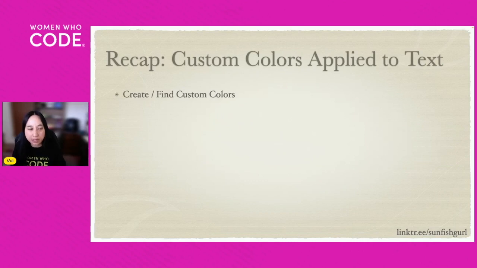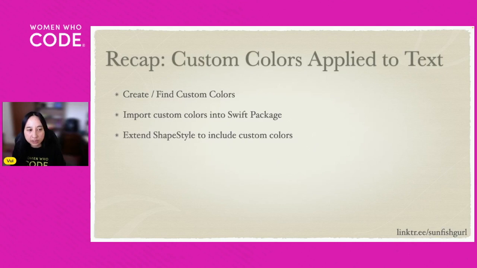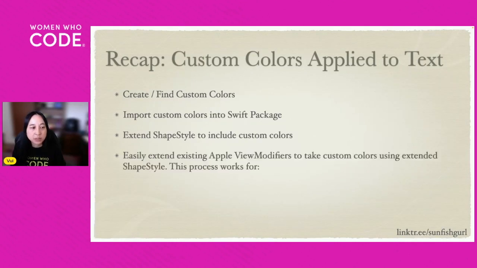So to recap, in order to create custom colors that we can apply to text, we first start by creating or finding our custom colors. We import our custom colors into our Swift package. We extend shape style to include the custom colors. This means we can easily extend existing Apple view modifiers to take custom colors using extended shape style. This process works for foreground color and background.